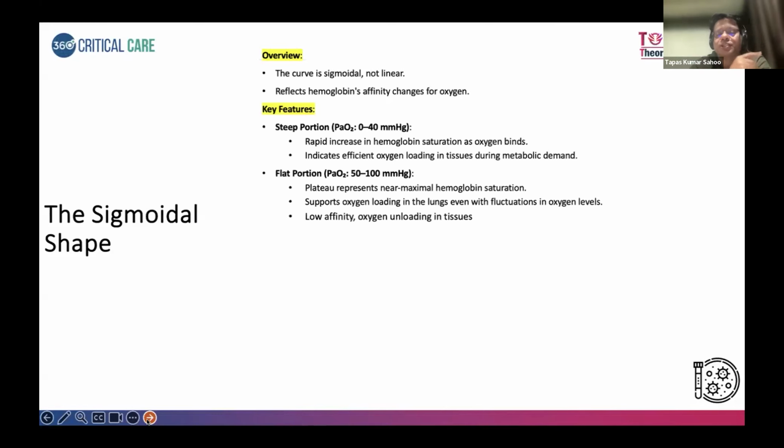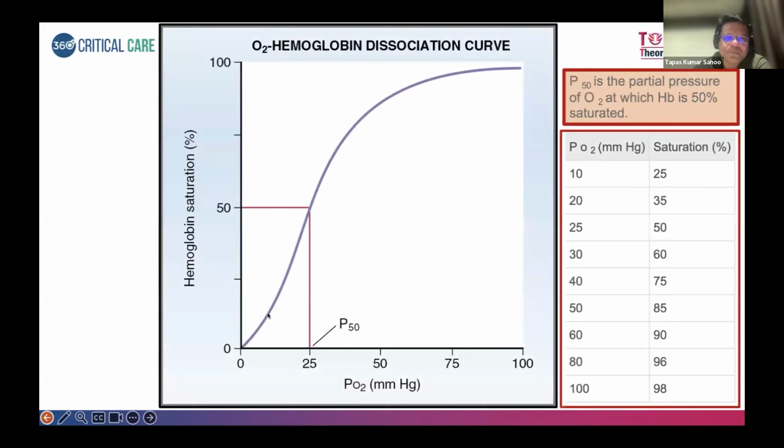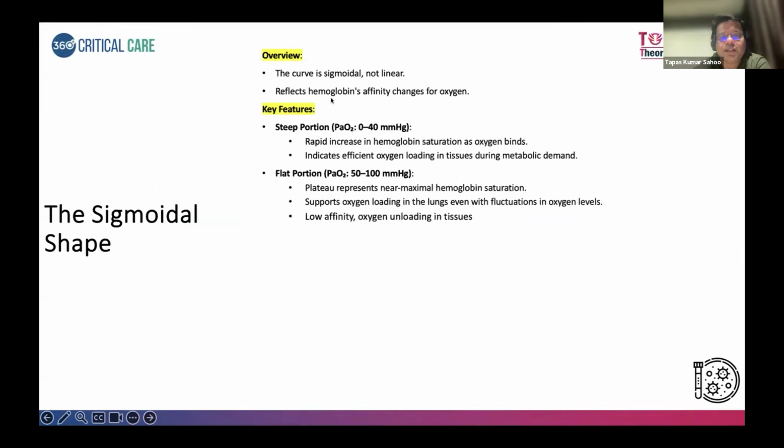So the curve has two portions. I will be explaining this again and again in 2 to 3 slides. It has two portions. If you see, there is a steep portion and there is a flat portion. This is the flat portion and this is the steep portion. Now, the steep portion is from a PaO2 of 0 almost to 40 millimeter mercury, and you can see here there is rapid increase in the hemoglobin saturation as oxygen binds.